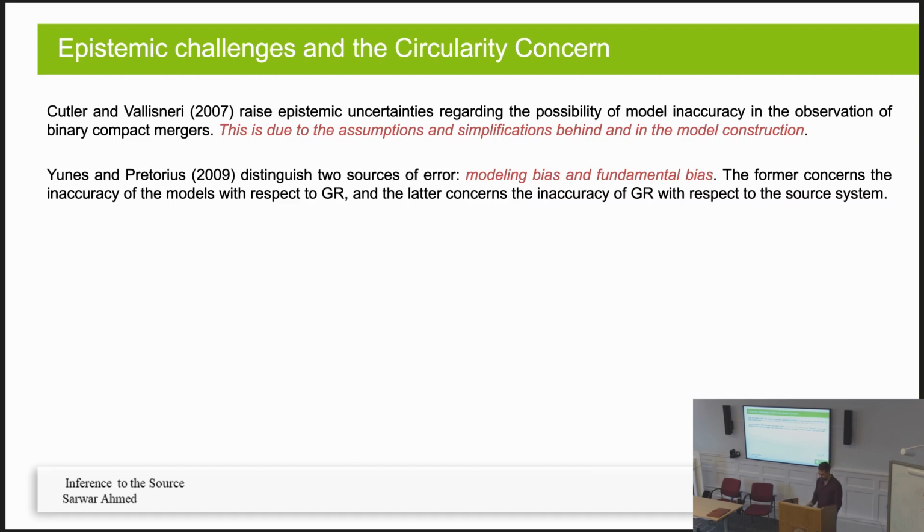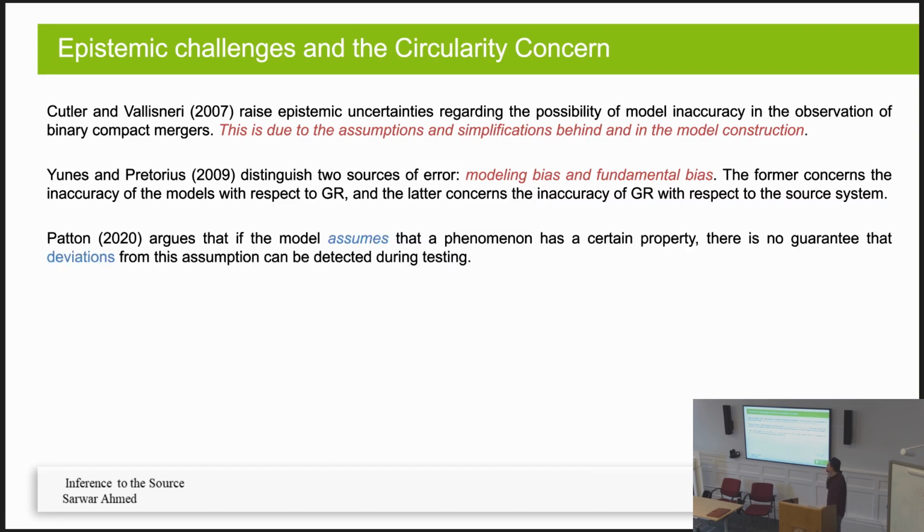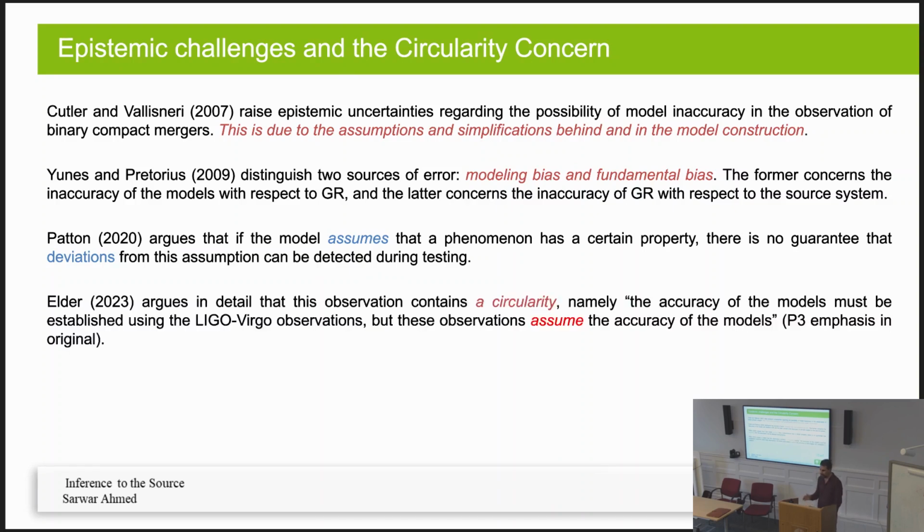There is a nice paper by Lydia Patton, in which she argues that if a model assumes that a phenomenon has a certain property, there is no guarantee that deviations from this assumption can be detected during testing. And there is another paper by Jamie Elder. She has argued in detail that there is a circularity in this observation, namely the accuracy of the models must be established using the LIGO-Virgo observations, but these observations assume the accuracy of these models. So this is about model inaccuracy.